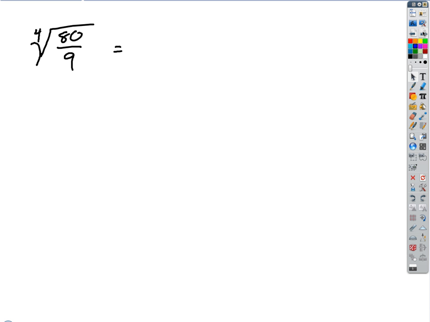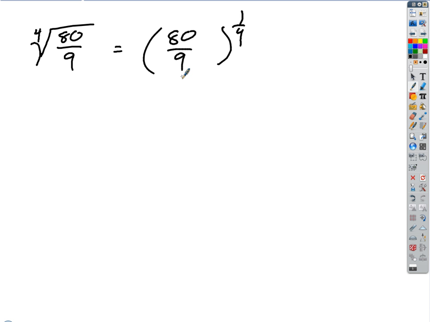Yes, you can. Now, this would have been a really simple problem if that were 81 over 9. How come? Because you just divide it. We could simplify inside the radical and make it simple, right? Unfortunately, that's not what it is. So what we want to do here is use the fact that the fourth root just means a 1/4 power. So we can write this as what to the 1/4? 80 over 9. Okay.